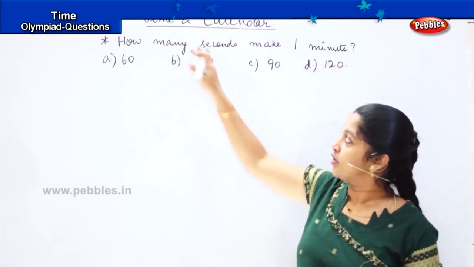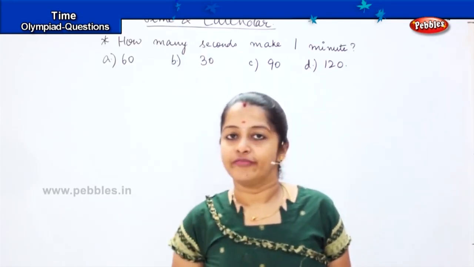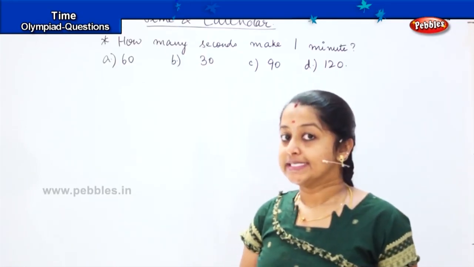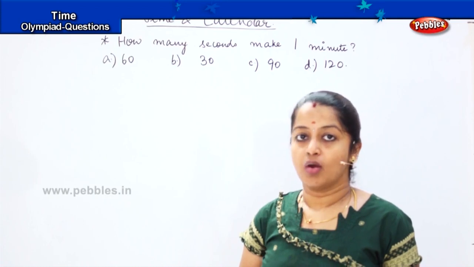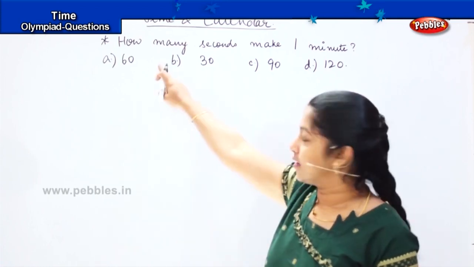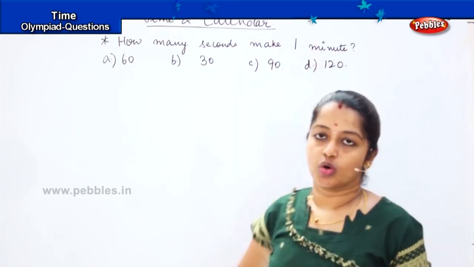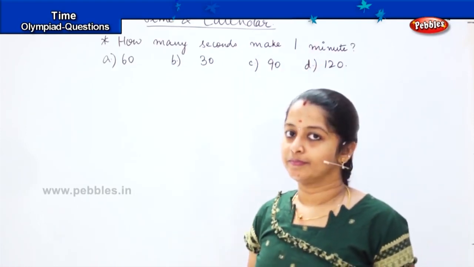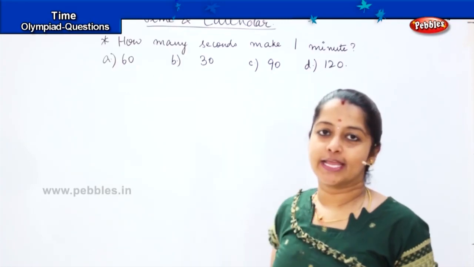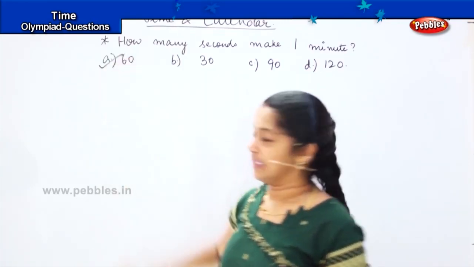If you remember, I taught you in the beginning of the class itself that 60 seconds make 1 minute. So here the question asked is, how many seconds make 1 minute? So what will be your answer? Good. It is option A, which is 60.